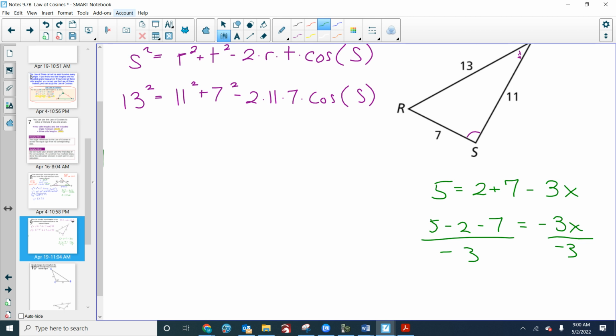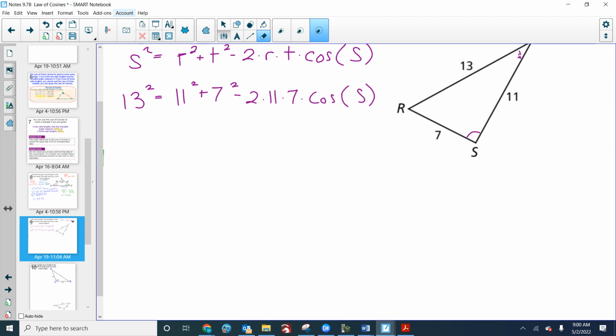Could you also add the 3x over and then subtract the 5? And it'd always be the same answer? Yeah, in this case, yes. Now, we have something more complicated. I just want to make sure you guys are okay with the order of operations. Do you understand what I did? Okay.